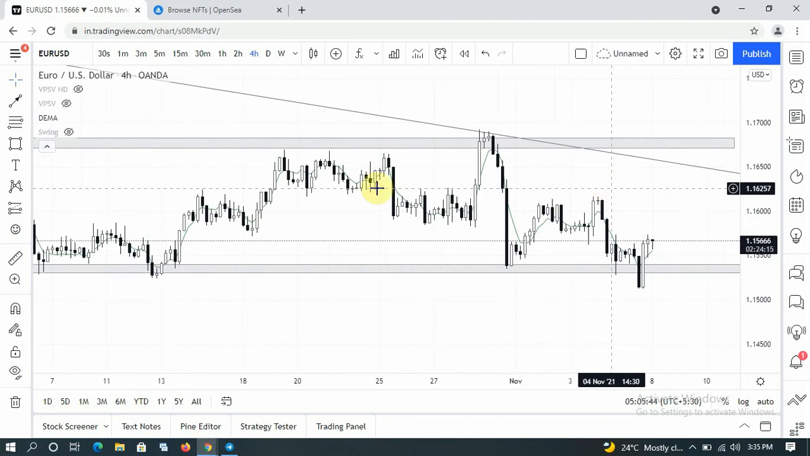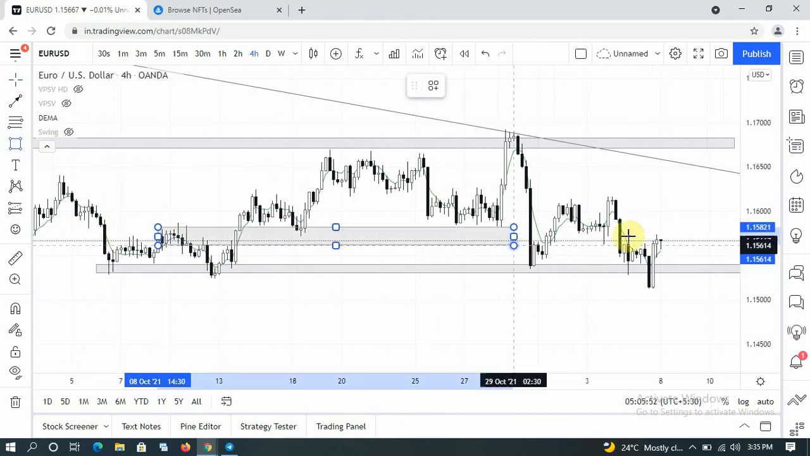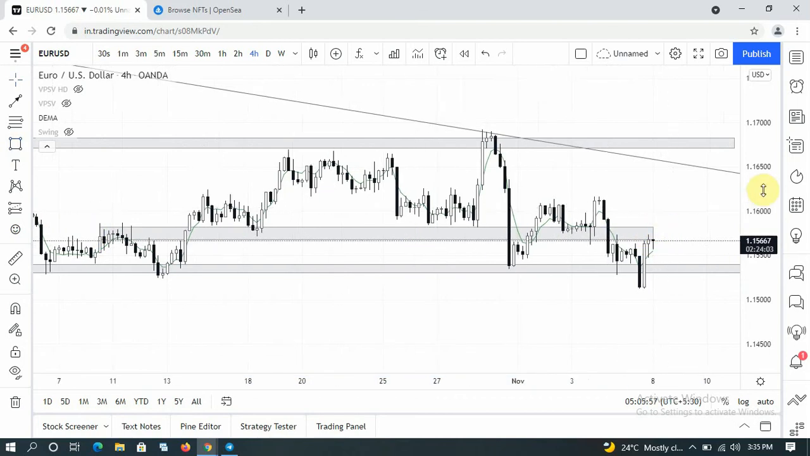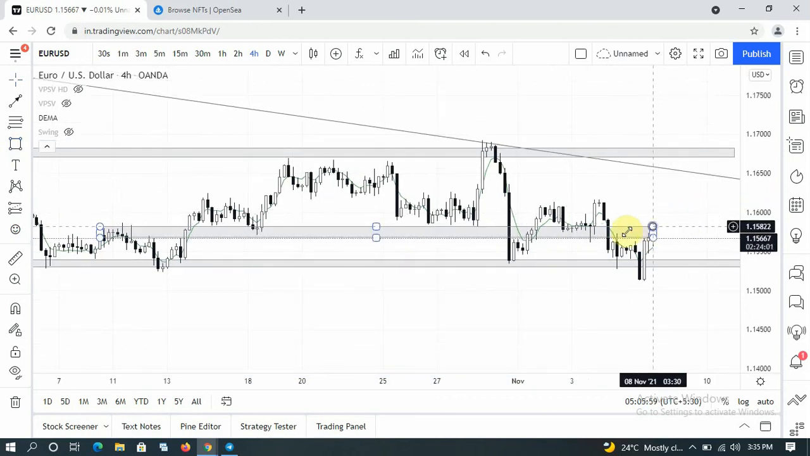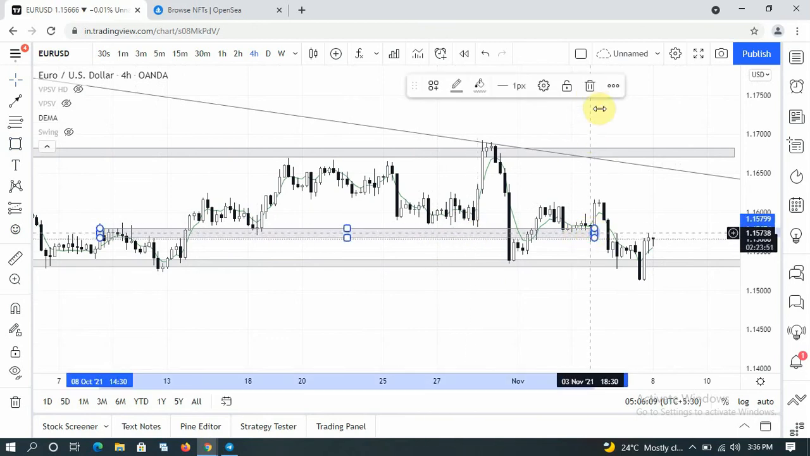So if you're looking for a long entry, there are two things I'll be looking for. There is a level right here that I can see quite well, but I would like to delete this. I just want to point out how it has been really respected. The first test was right here, then we got a second and multiple tests. It has been tested multiple times.